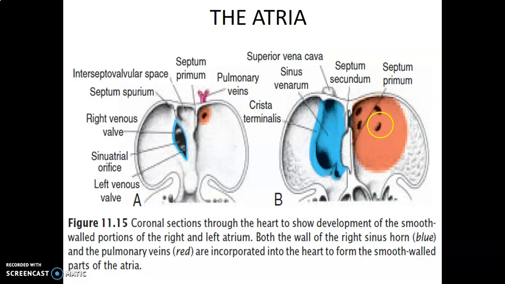So this is a cross-section of the heart showing the smooth part of the right atrium and the smooth part of the left atrium, and both the walls of the right sinus horn, that's in blue, and the pulmonary veins, that's in red, they've been incorporated to form the smooth parts of these atria. So the smooth part of the left atrium is from the pulmonary veins being incorporated, and from the right atrium is from the sinus venarum.